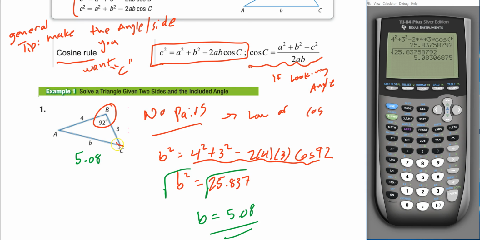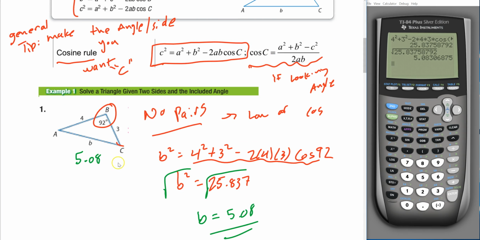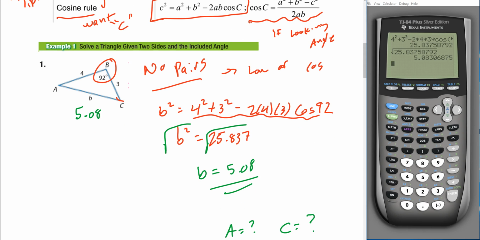Now, I found b. If they want to solve the triangle, I still got to find A and C, right? Got b. I'm looking for A and C. Now, if you want to use law of cosines again, use that formula to find one of the angles. But we have a pair. Since now we have a pair, I'm gonna do law of sines.